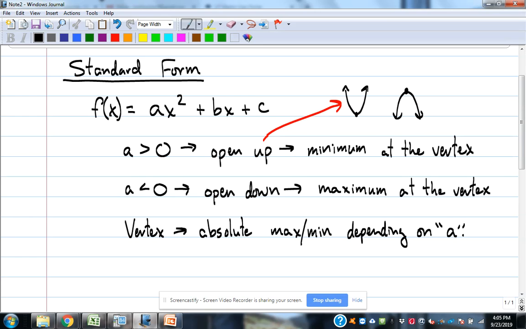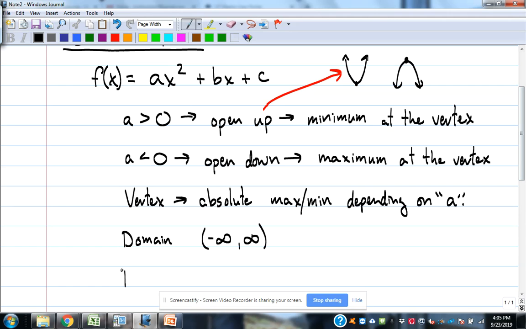So when we look at the graph, it can tell us all of those things really easily. But we can look at the equation and tell what's going to happen as well. Okay, so the domain of just a general quadratic function is going to be from negative infinity to positive infinity, all real numbers. The range is dependent upon a.